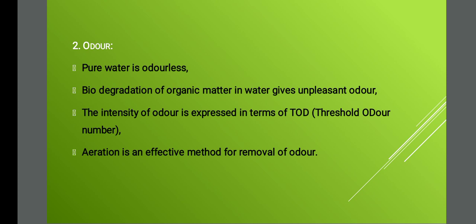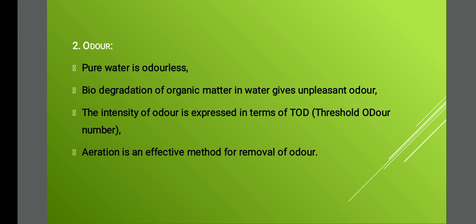The odor comes because of biodegradation of organic matter. When will you get an unpleasant smell? If organic matter has degraded, it will come. If biological degradation has happened, it will have an unpleasant smell or unpleasant odor. And the intensity of odor is measured by a parameter called TON. TON is nothing but threshold odor number. And how to remove this odor is by aeration. Is it clear? Now I'll go with the next one.